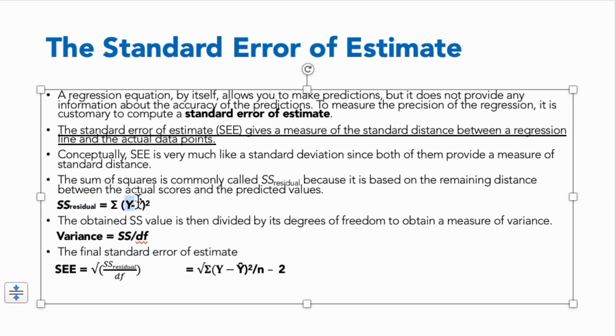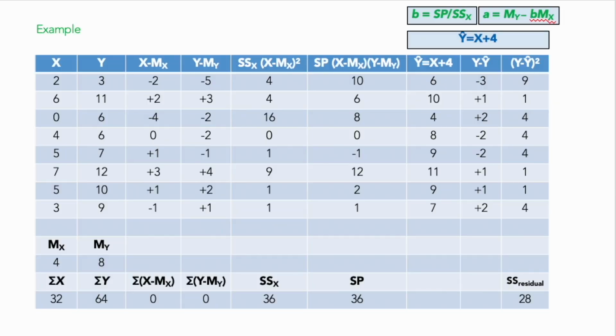Y minus y hat, that's the distance between the best fit line and the actual y, the actual data points and the predicted data points. So you have to square this up and then sum it all up. Then you would get SS residuals. These SS residuals have to be divided by the degrees of freedom, and then you have to take the square root of it, as demonstrated here. Square root of SS residuals over degrees of freedom. And then once you get that, you will get the standard error estimate.